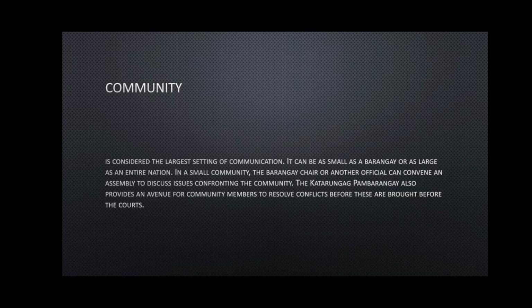So what is said here, the Katarungang Pambarangay also provides an avenue for community members to resolve conflicts. It means that there is a place in the barangay hall where people can resolve their conflicts or the misunderstandings that happen in that place.